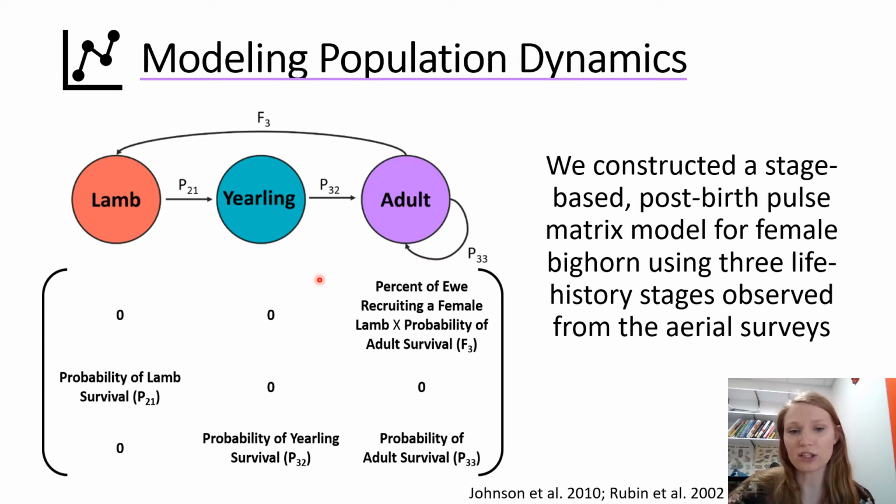Our hope was that this simplified model would offer a more realistic alternative for managers hoping to estimate future populations. And we were able to determine these different vital rates. So we have here the probability of lamb survival, the probability of yearling survival, the probability of adult survival, and then the percent of ewes recruiting a female lamb. We were able to estimate all of those vital rates using data collected either from aerial surveys or based on the collar data.